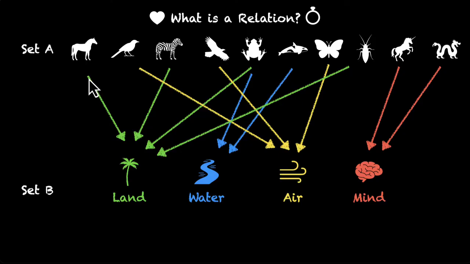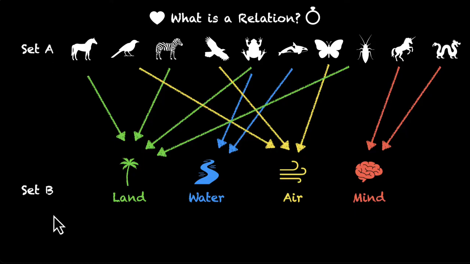We have elements from set A connected to elements of set B. These are all ordered pairs. We can say that this pair has the first element horse and the second element land. And if we combine all of these ordered pairs, all the arrows that we have, each of them is an ordered pair. If we combine all of them and put them in a set, that set is called a relation. That is a relation between the set A and set B, or from set A to B.